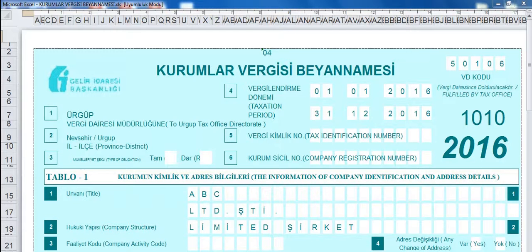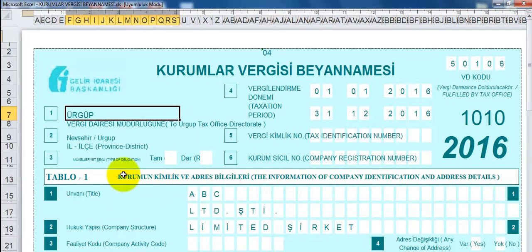In this video, we will understand how the corporate tax declaration will be prepared according to the prepared financial statements. Corporate tax return consists of 11 chapters. The first one is the table one that contains the identity and address of the institution.